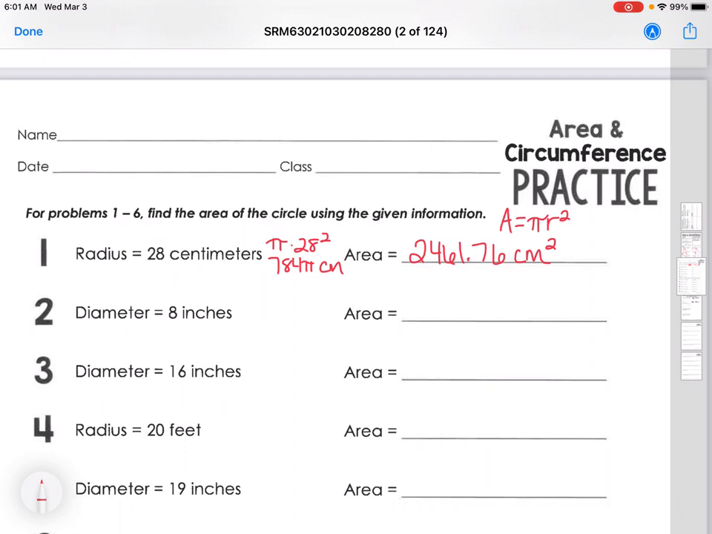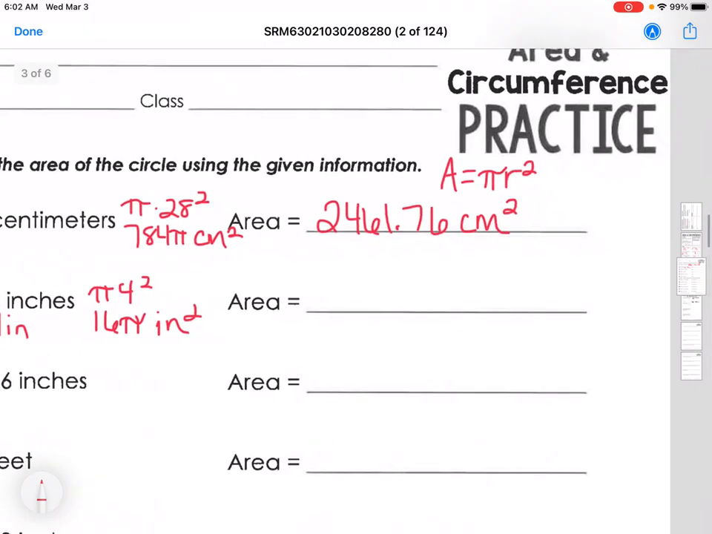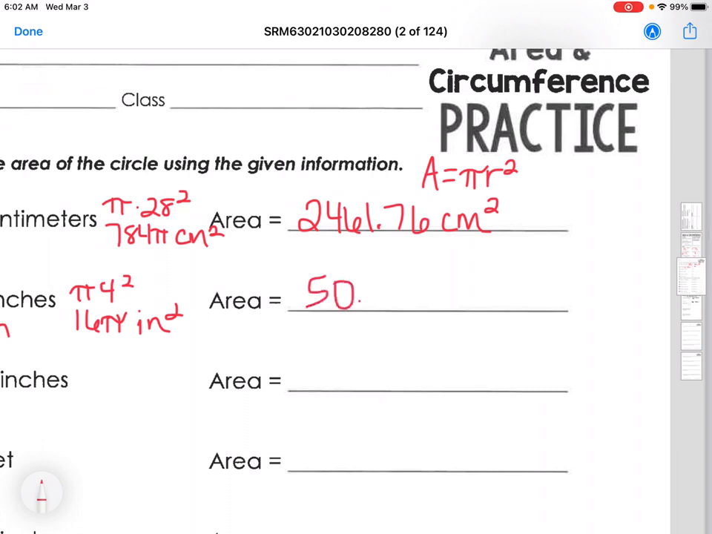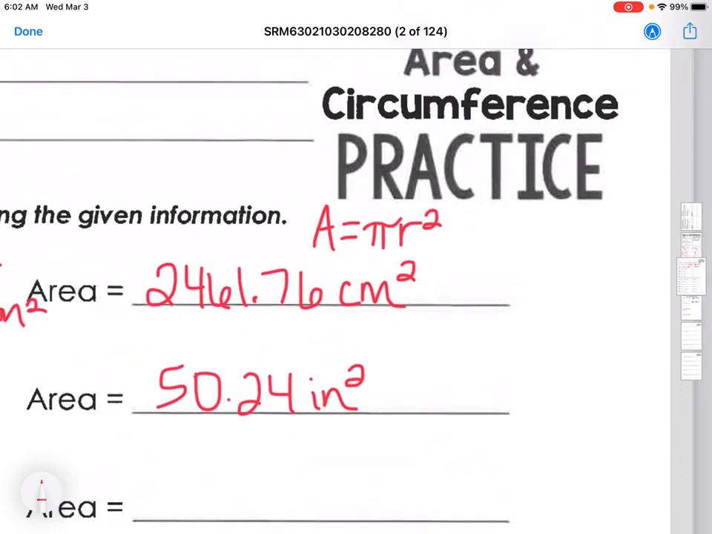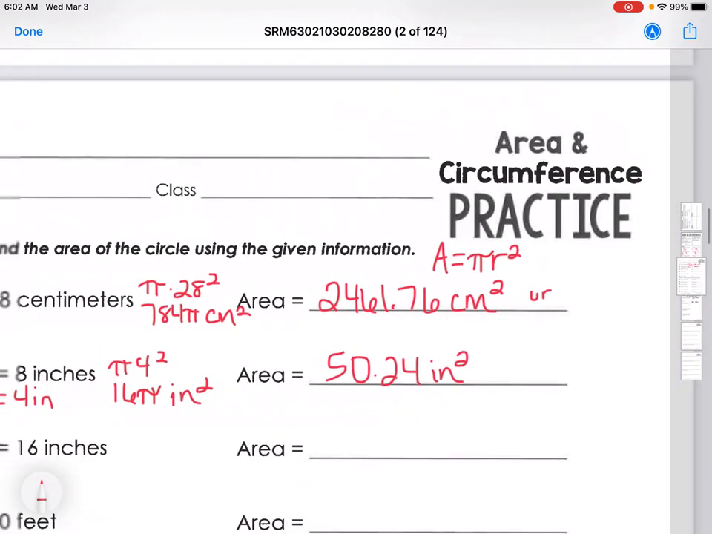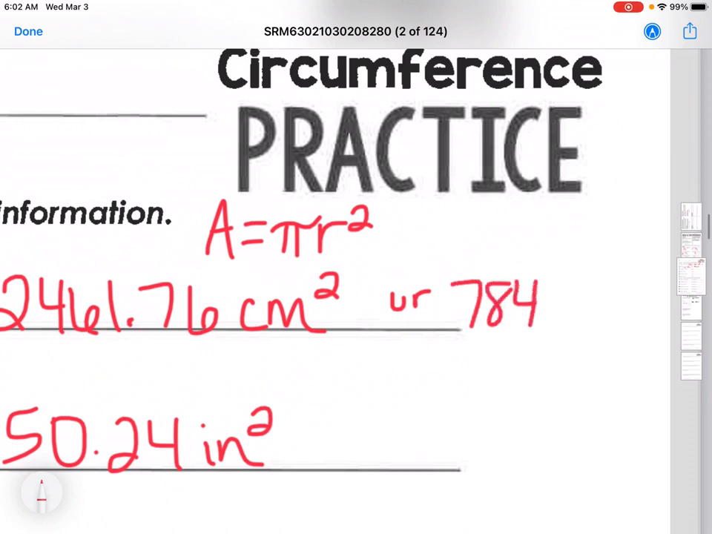Okay, on number 2, it gives me my diameter, so I need to divide that by 2 to get my radius. So that means my radius is 4 inches. So pi times 4 squared. 4 squared is 16. So 16 pi square inches, which is approximately 50.24 square inches.